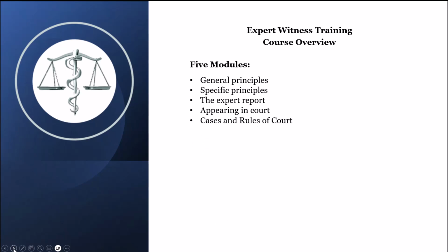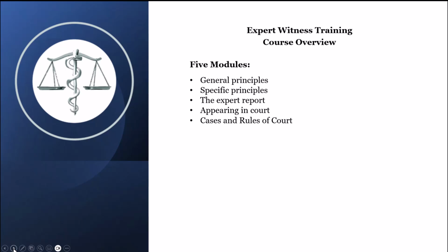And then the other 4 modules, so on screen, you'll see that what happens is we work from the general to the specific. So we start off with general principles, then specific principles. Those 2 modules are more academic in nature, more theoretical, I suppose. And then we start looking at the more practical applications, which is the expert report and appearing in court. Those 2 modules dovetail but are quite heavily practical in nature.